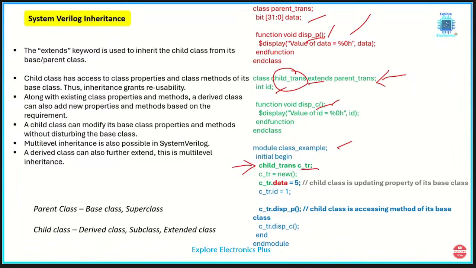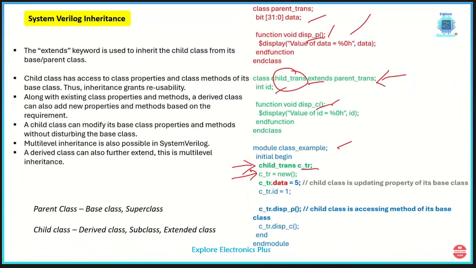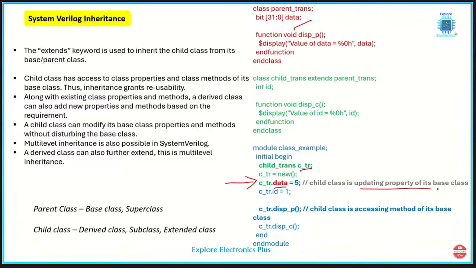Now before accessing the data members, we need to create the memory for that. That is object creation. We are doing it by calling the new function. Then if you see, c_tr is the handle of the child class. Dot data we are accessing. This data is a property of the parent. We can access it through the child now. The meaning of this line is that c_tr is the handle of the child, it has access to the data of the parent, and the child handle is updating the property of the base class with the value 5. And also with the c_tr handle, we can update the property of the child as well to 1.